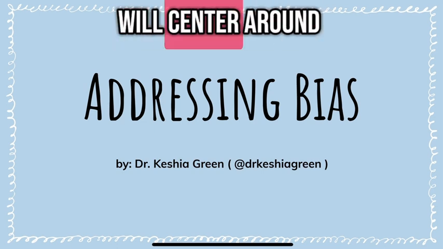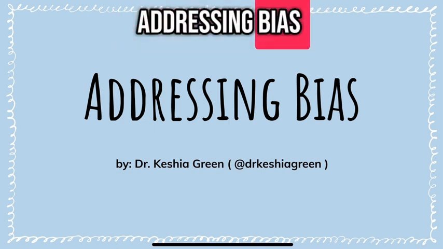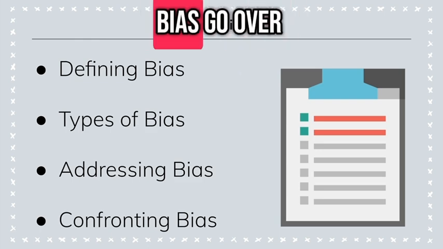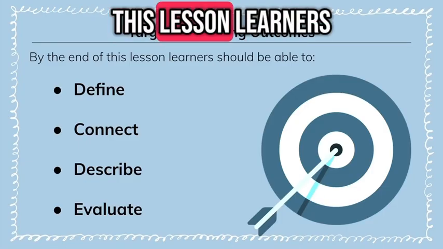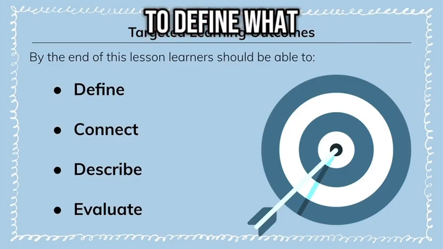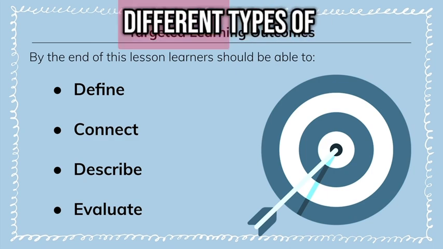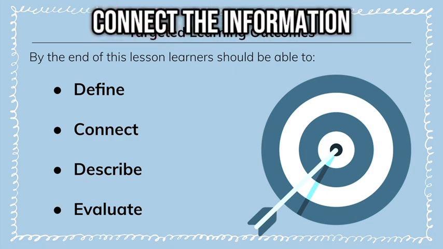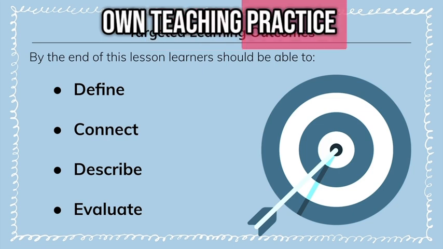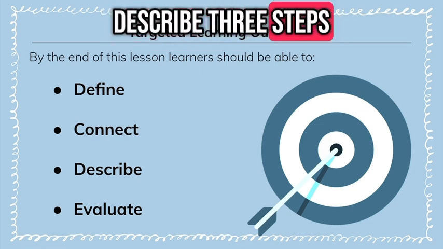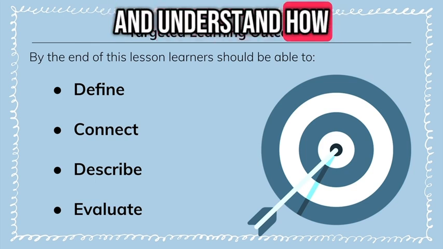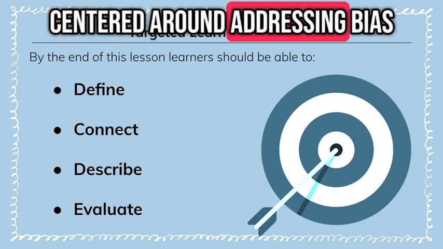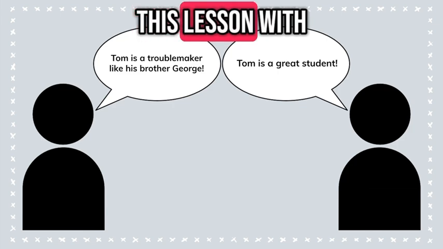This lesson will center around the topic of addressing bias. In this lesson, we will define bias, go over types of bias, learn how to address bias, and learn how to confront bias. By the end of this lesson, learners should be able to define what bias means and articulate what the different types of bias are, connect the information gained to their own teaching practice, describe 3 steps for addressing bias, and evaluate their own teaching practice and understand how to grow it to be more centered around addressing bias. We will begin this lesson with a scenario.